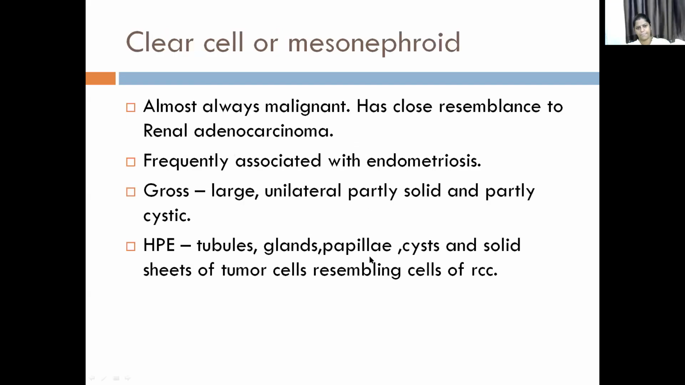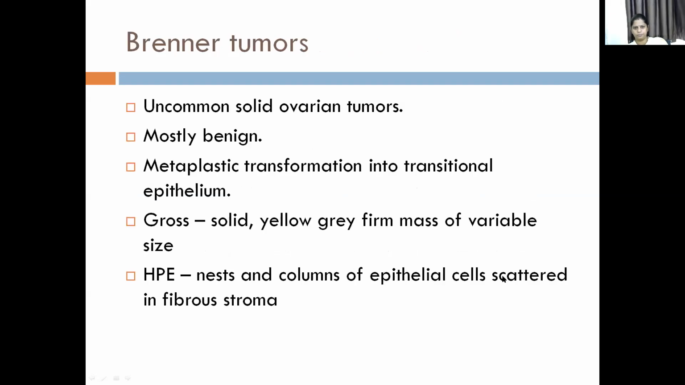Now, the other entity is the clear cell tumor. They are almost always malignant and have close resemblance to renal adenocarcinoma. They are frequently associated with endometriosis. They are large, unilateral, partly solid and partly cystic tumors. HPE shows different tubules, glands, papillae, cysts and solid sheets of tumor cells resembling cells of renal cell carcinoma, that is RCC.